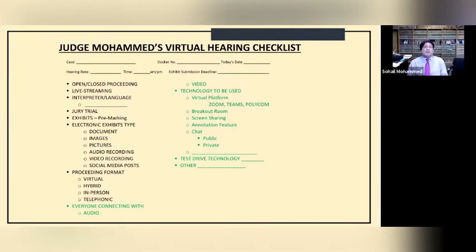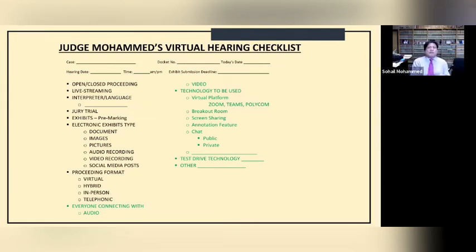Technology to use: which platform are we going to be using? In a criminal case, most of the time we're doing Zoom, right? But in family part, the platform that's being used is Teams, unless there is a proceeding that requires Zoom. So each division is going to be using a different type of platform. Or sometimes we use Polycom. Polycom is used most of the time in proceedings where Zoom and Teams are not able to be used for whatever purpose we have.